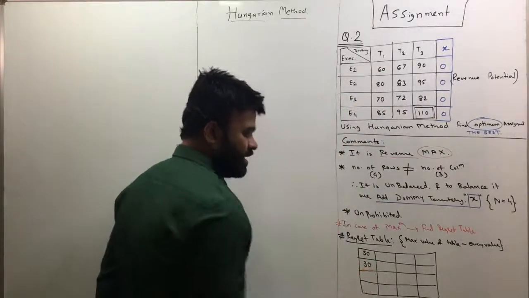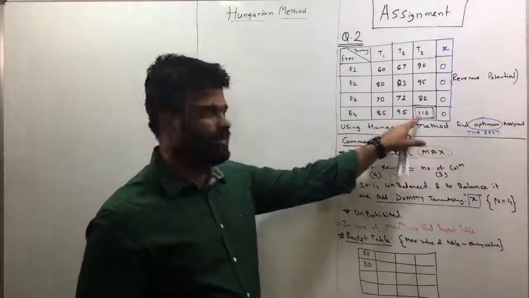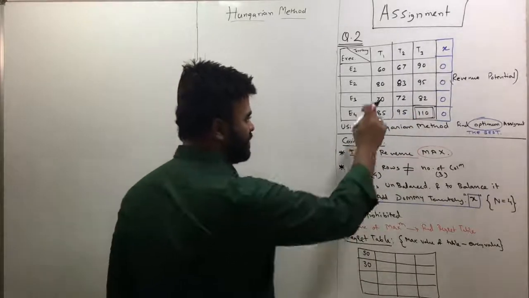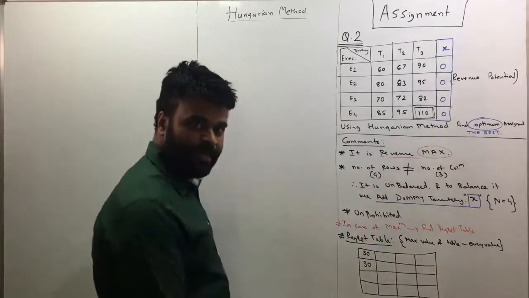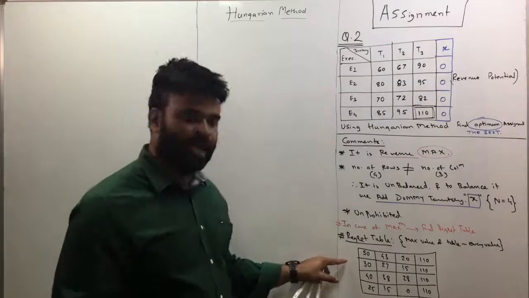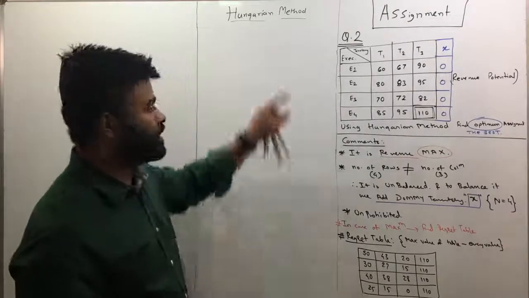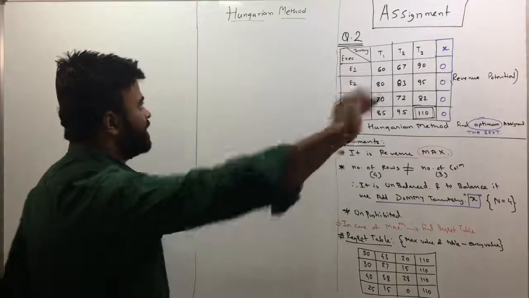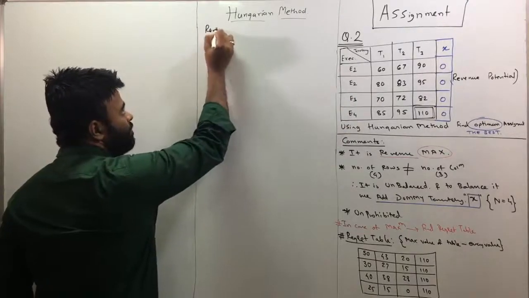30, right? So you subtract every number from 110 and write down what you get. Let me do that offline. Once you get the regret table, you can start solving using the Hungarian method like we always do. The first step here is going to be row minima.